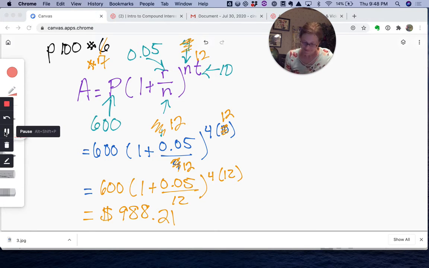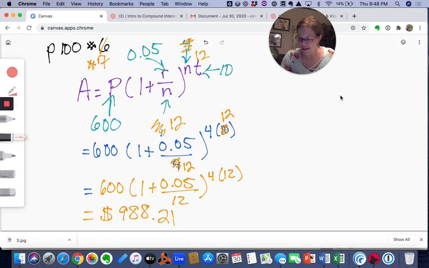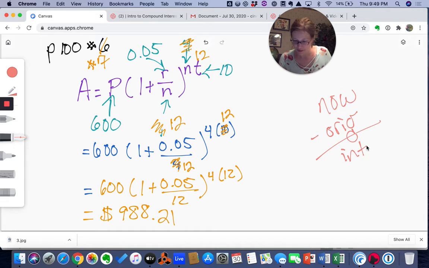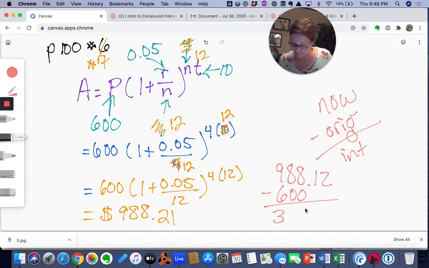Okay. So I take how much it's worth now minus the original, and that should give me how much interest I have, right? So 988.12 minus that $600 original amount, principal. And now I see how much interest I earned.